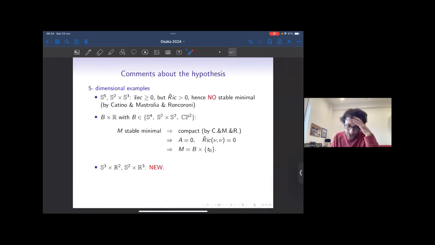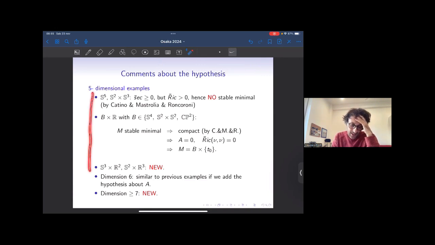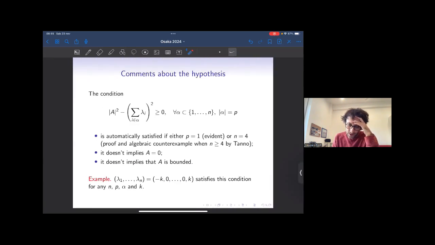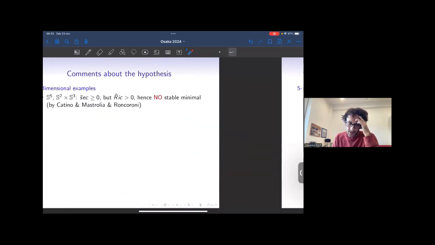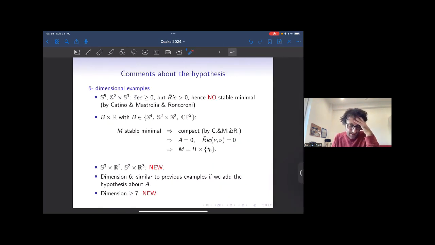And if we take other famous 5-dimensional examples, such as S3 cross R, or S2 cross R3, they don't satisfy the hypothesis of Catino, Mastrolia, and Roncoroni. So our result, our theorem B, is new. In dimension 6, the Catino, Mastrolia, and Roncoroni result can also apply, so we can have a situation like this. In some cases no existence, in some cases trivial, in some cases a new result. But of course we have to add this hypothesis because it is no longer necessarily satisfied. And in dimension bigger than 7, as far as I know, everything is new, even in the 7-dimensional analogues of those spaces.